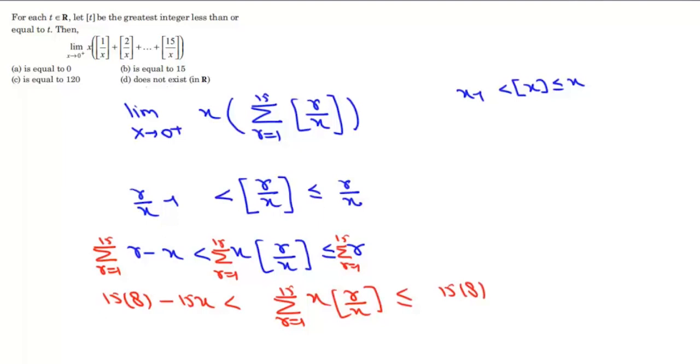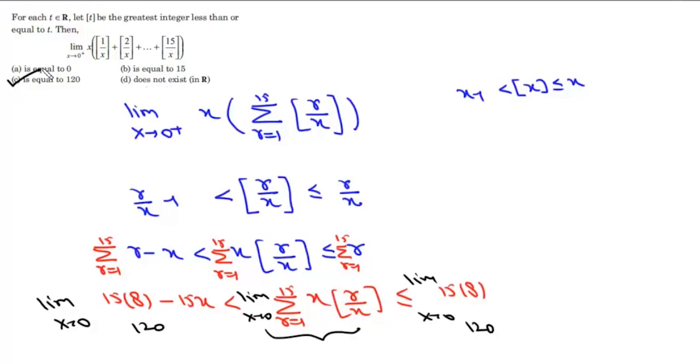Now if we take this limit x tends to 0, this is 120. This also is 120. Then from the sandwich theorem we can say that this limit is equal to 120, and that's your option C.